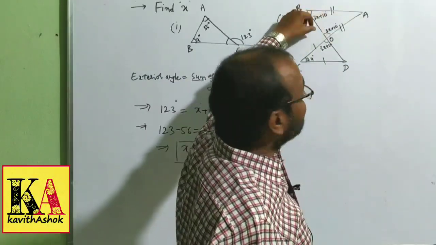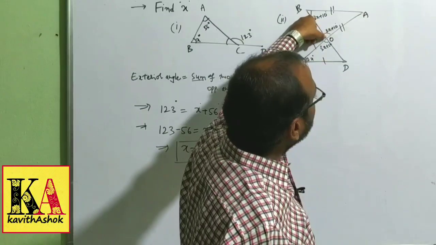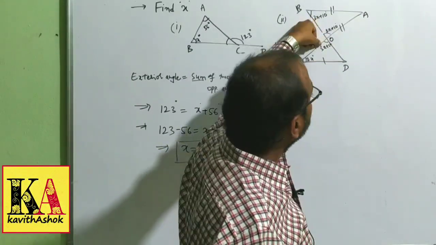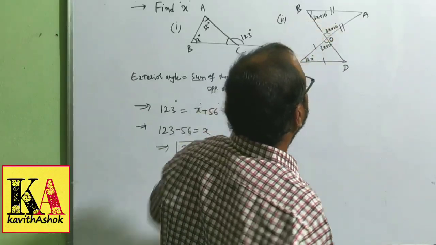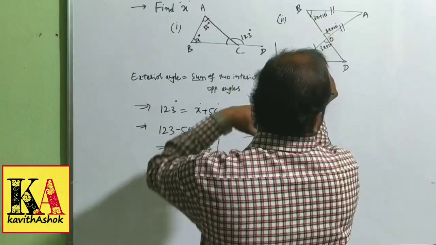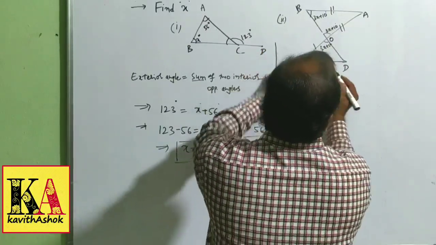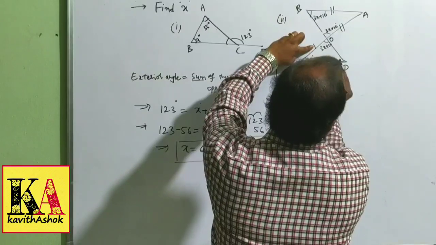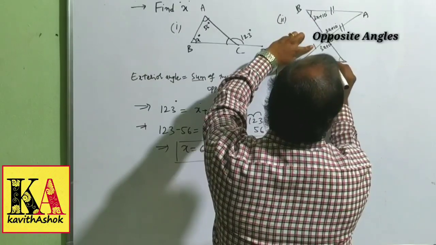Alternate interior angles. This angle is the same, so this is also the same. Okay. This is 3x plus 10. Now, these two sides are the same, so the angles opposite to them are also the same. So opposite to this is 3x plus 10, and this opposite is also the same. This will become 3x plus 10.